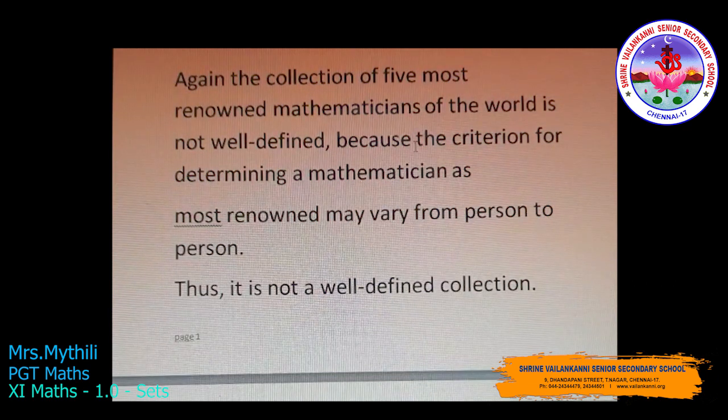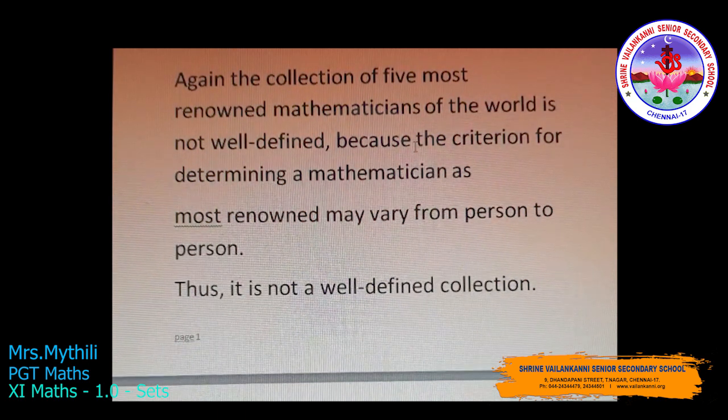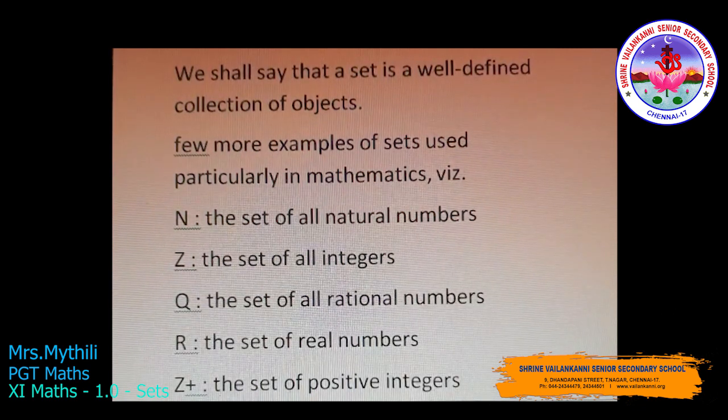Again, the collection of 5 most renowned mathematicians of the world is not well defined. How? Because the criterion for determining a mathematician as most renowned may vary from person to person. For example, when we take football players A, B and C, some people will like player A, some will like player B, and some will like player C. So it varies from person to person. So we can say it is not a well-defined collection. We shall say that a set is a well-defined collection of objects.